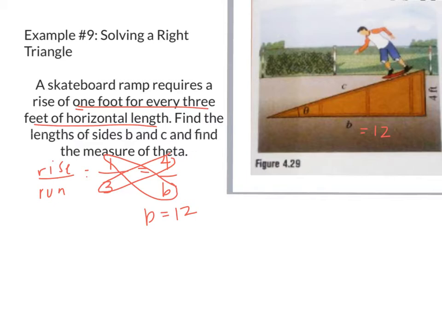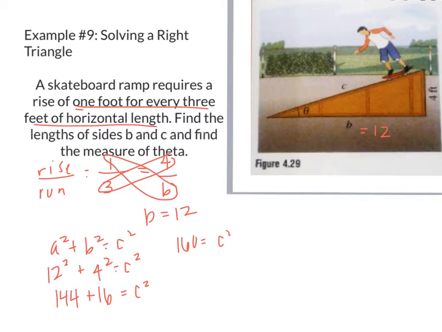C we can only find using Pythagorean theorem. So again, A squared plus B squared equals C squared. A we'll say is 12. B we'll say is 4. And C we don't know. So that's 144 plus 16 equal to C squared. That's going to give us 160 equal to C squared. And when we take the square root, we will get that C is approximately 12.65 feet.